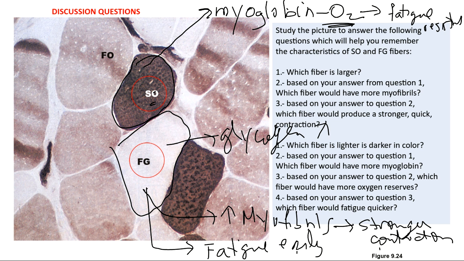The slow oxidative will have more mitochondria because mitochondria is where ATP is made with oxygen. It's going to have more blood vessels because, again, it's going to need more oxygen. Okay, so those are the basic differences between those two kinds of cells.